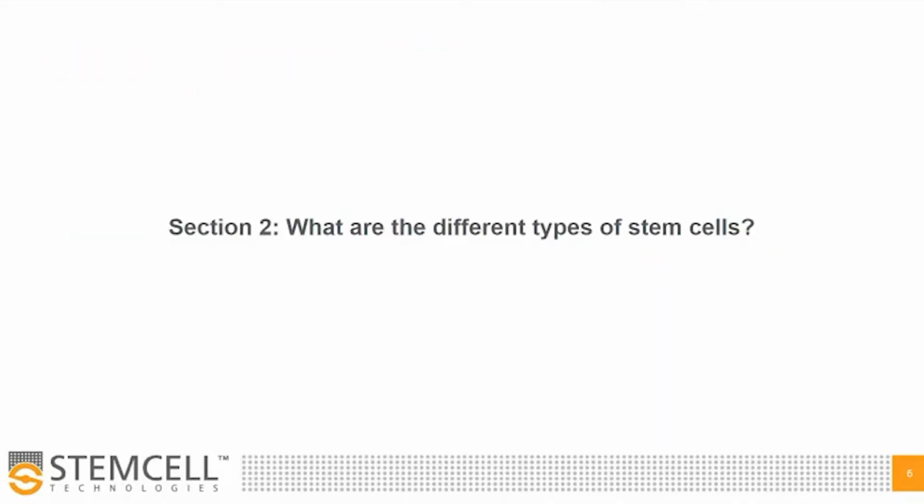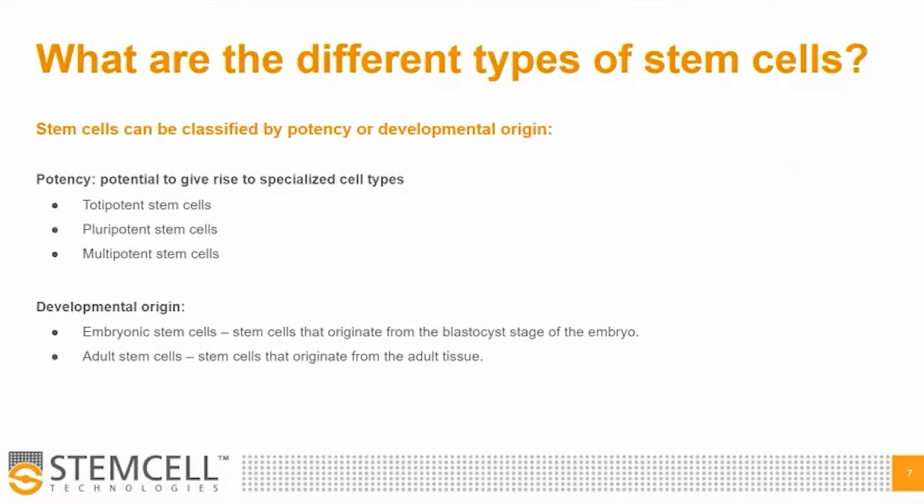Section 2. What are the different types of stem cells? Stem cells are able to differentiate into any cell of an organism and have the ability of self-renewal. The ways that stem cells are characterized is key in the fundamentals of stem cell biology. Stem cells can be classified by potency or by developmental origin. The potency or potential of different stem cell types refers to their ability to give rise to specialized cells of the body and can be organized as a hierarchy, with decreasing potency as stem cells become more committed along a specific lineage trajectory.